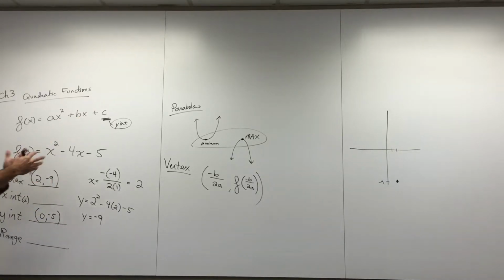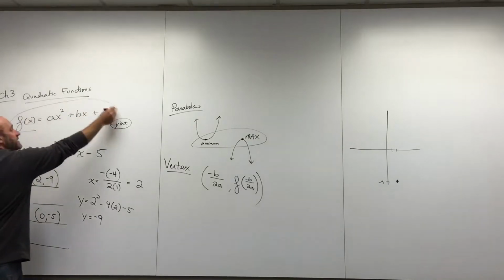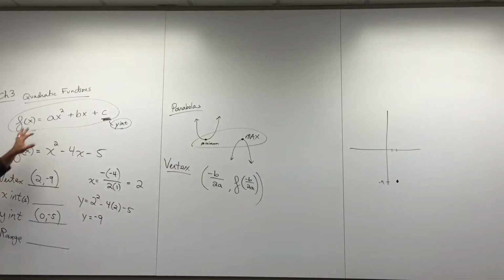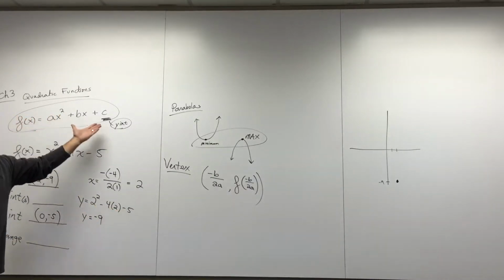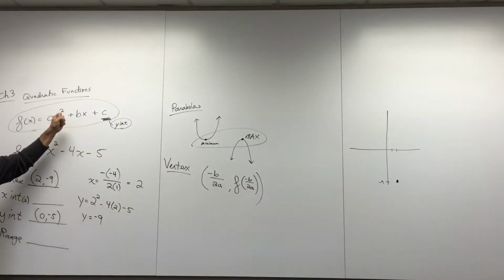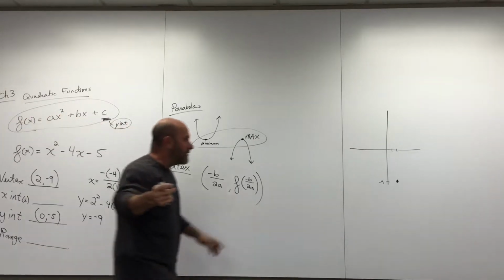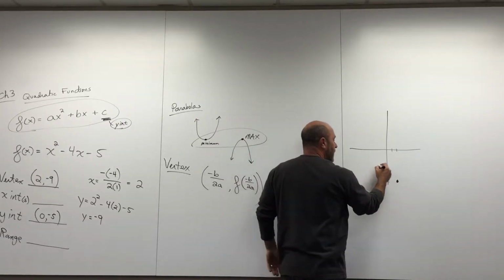Now sometimes as we go through this chapter, these things are in different forms, and if it's in a different form, then maybe that's not the answer. But in this form, plugging in a 0 always gives you C, so that's always the y-intercept. Hey, so I'm going to put that on my graph. That's about right there.